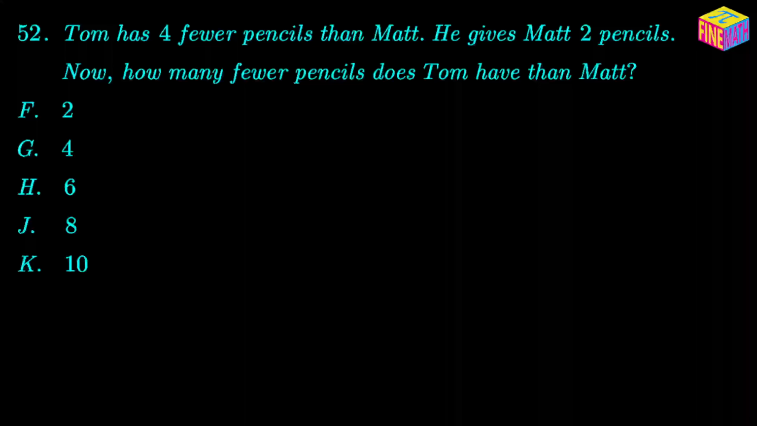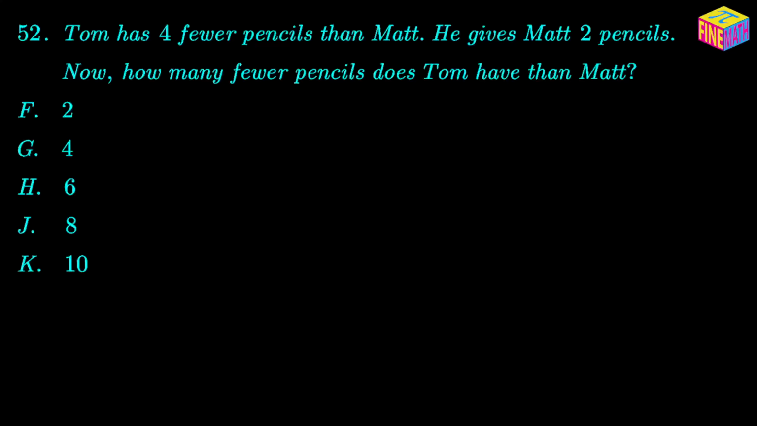So let's get started. Here the question says, Tom has 4 fewer pencils than Matt. He gives Matt 2 pencils. Now how many fewer pencils does Tom have than Matt? So we can see that to begin with, Matt has already more pencils than Tom. Tom has 4 fewer ones than Matt. That means Matt has 4 pencils more than Tom, right?